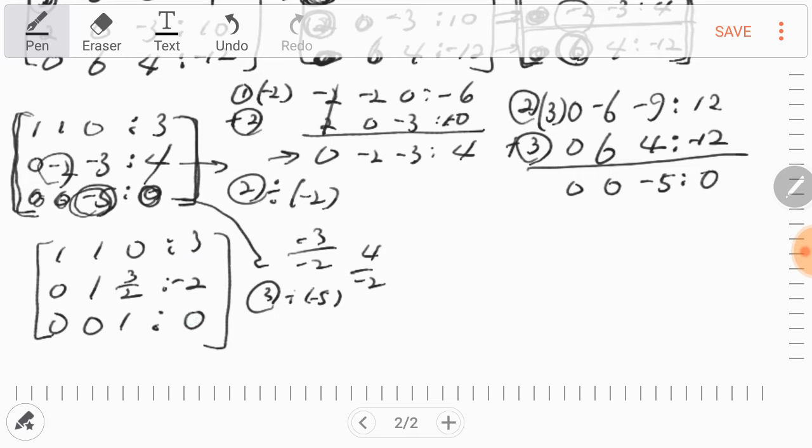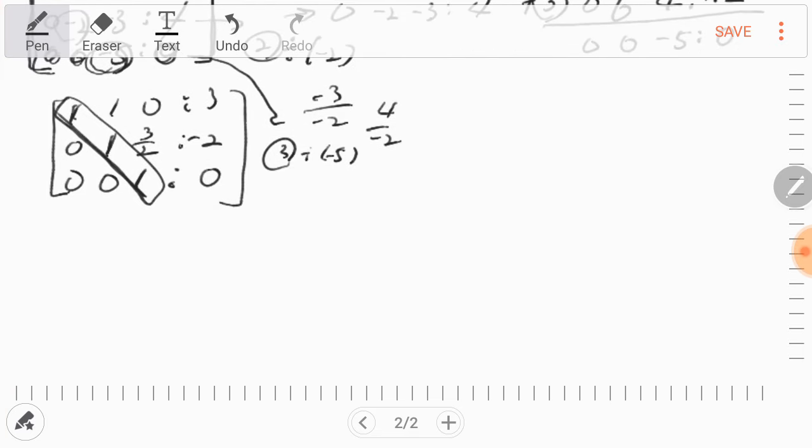So finally, we have the matrix in row echelon form. So the diagonal is 1, 1, 1. Then from here, let's find the solution. So for the third row, use back substitution, right? From the third row, the equation is z equals 0. This means the z value is 0.